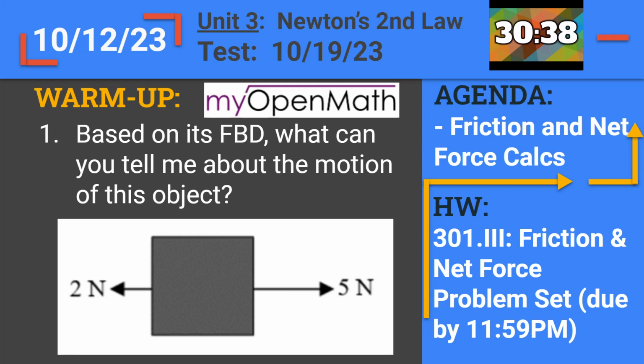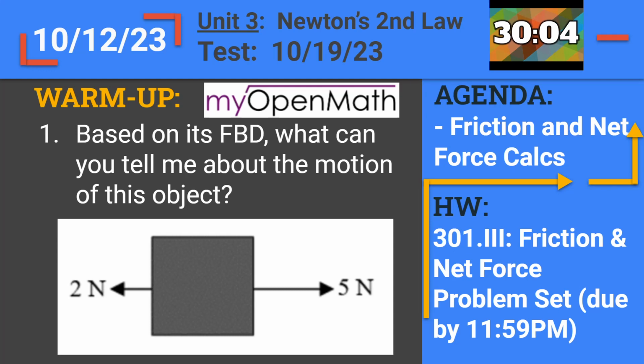Your warm-up question for today says, based on its free body diagram, what can you tell me about the motion of this object? So this looks a lot like the free body diagrams you were looking at yesterday. What do I know about this object based on that diagram? I know that it has a net force of 3 newtons. Okay, yep, I know it has a net force of 3 newtons to the right. That's not so much about its motion. What does that tell me about its motion?